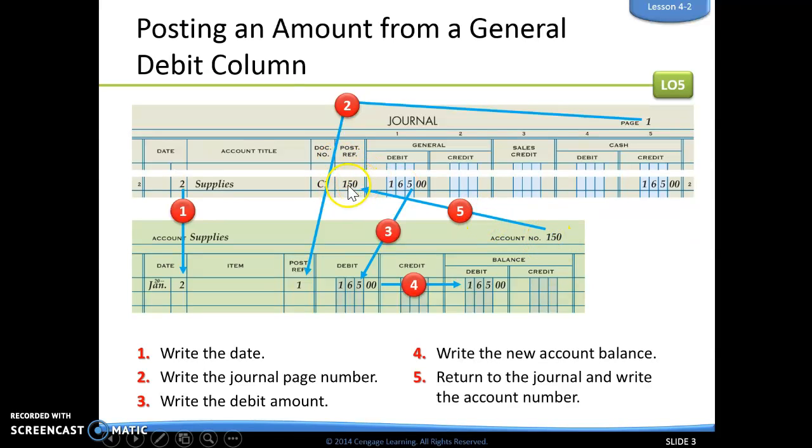What this does here is just kind of like our source document. Remember, our source document is so that we can go back and look to see what happened in that transaction. This post reference number really tells us two things. One, once that number's in there, it shows that we've completed the posting. And two, if we have to go back and look and question that supplies, we're going to look at this and say, okay, we need to go to account 150, which is our supplies account. Okay.